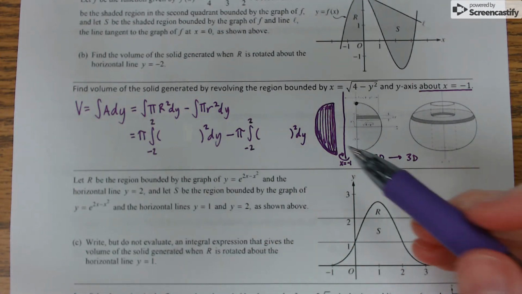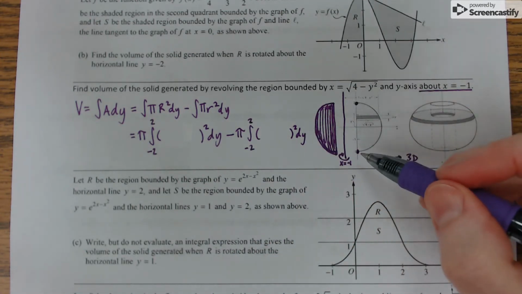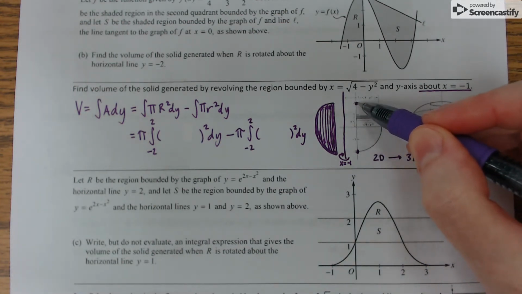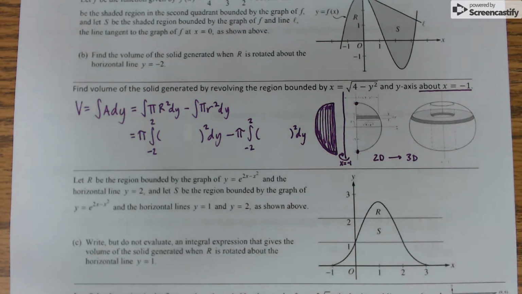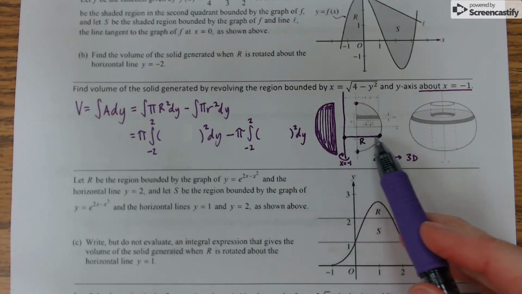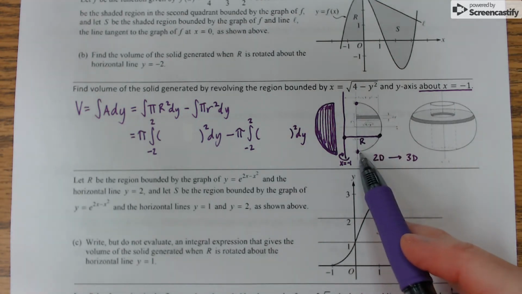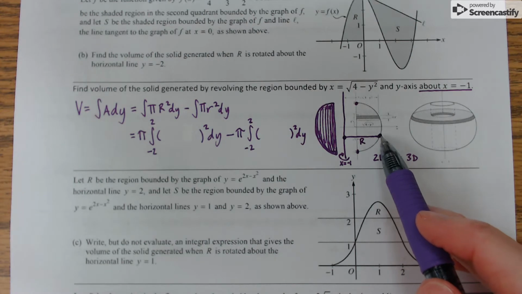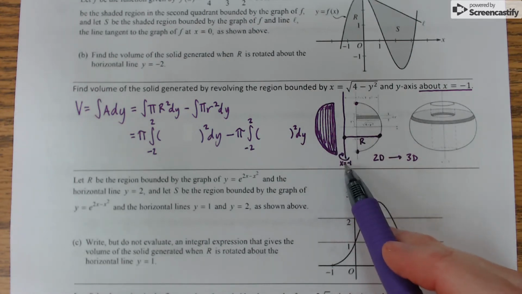For my limits, they need to be y values. So if you look at your shaded region, it spans from -2 to 2 on the y-axis. The larger radius, or big R, is controlled by this semicircular function, which is given as the square root of 4 minus y squared. And that is revolved around this axis of x equals -1.